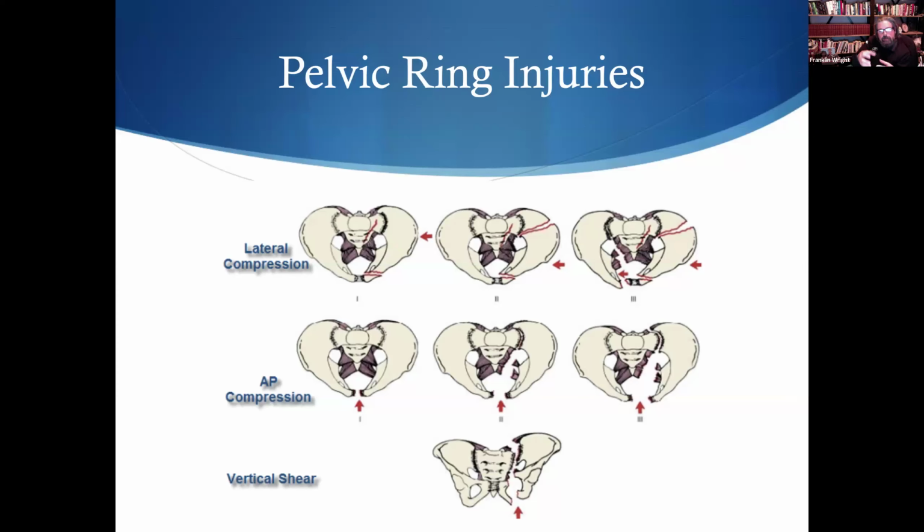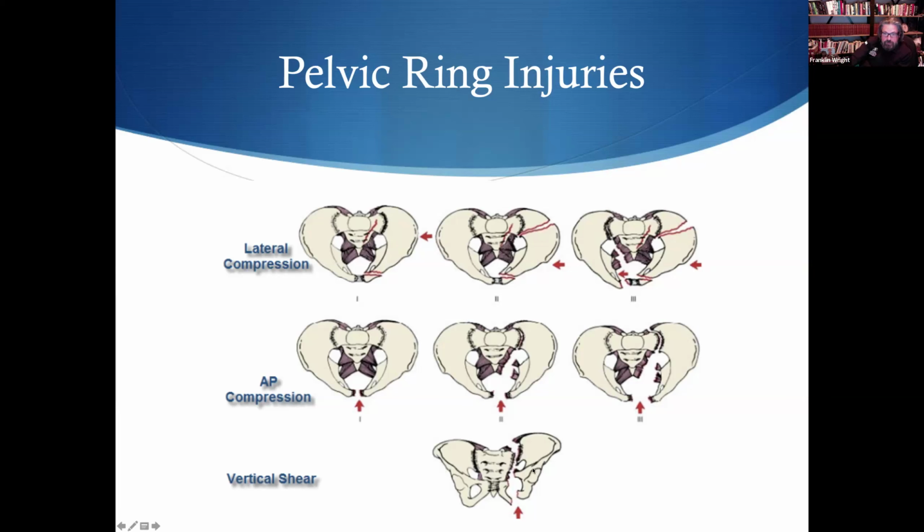Vertical shears are kind of the other major mechanism. Falls, or even an MVC, if somebody has one leg braced for impact against the car, and so all the force is transmitted unilaterally through one leg and pushed up into the pelvis, you get this shear where the entire sacroiliac joint and rami fracture and shear upwards.